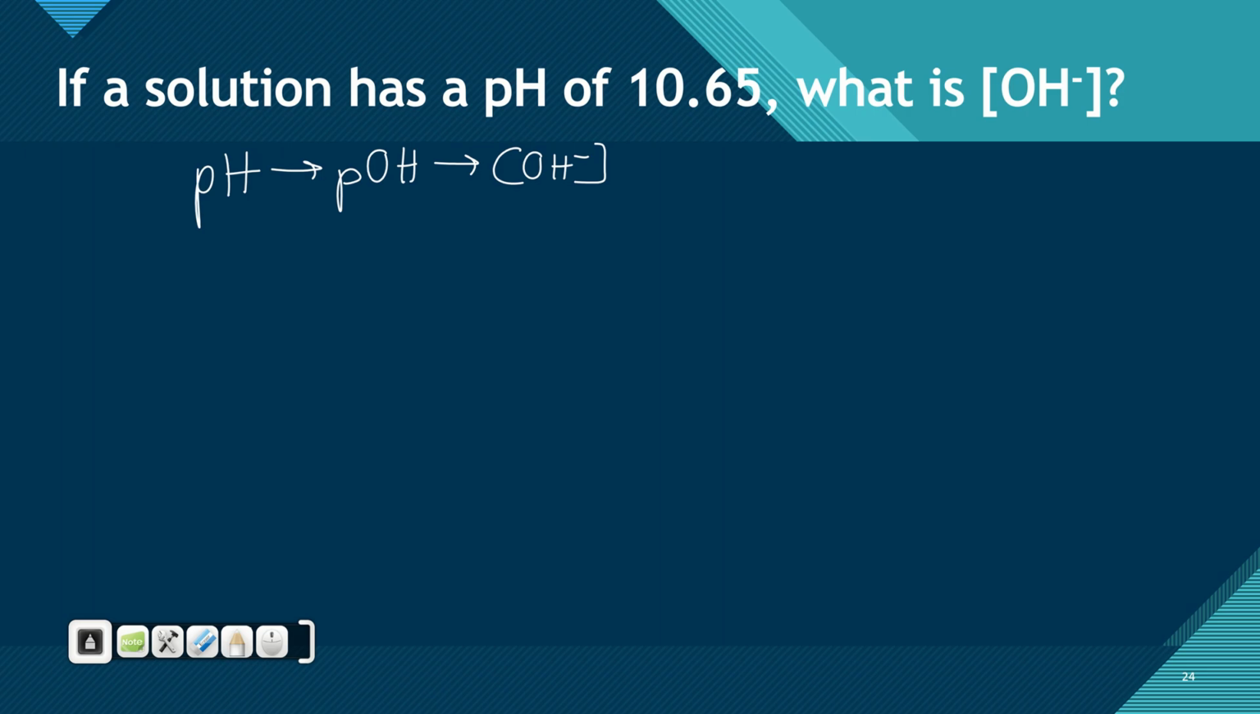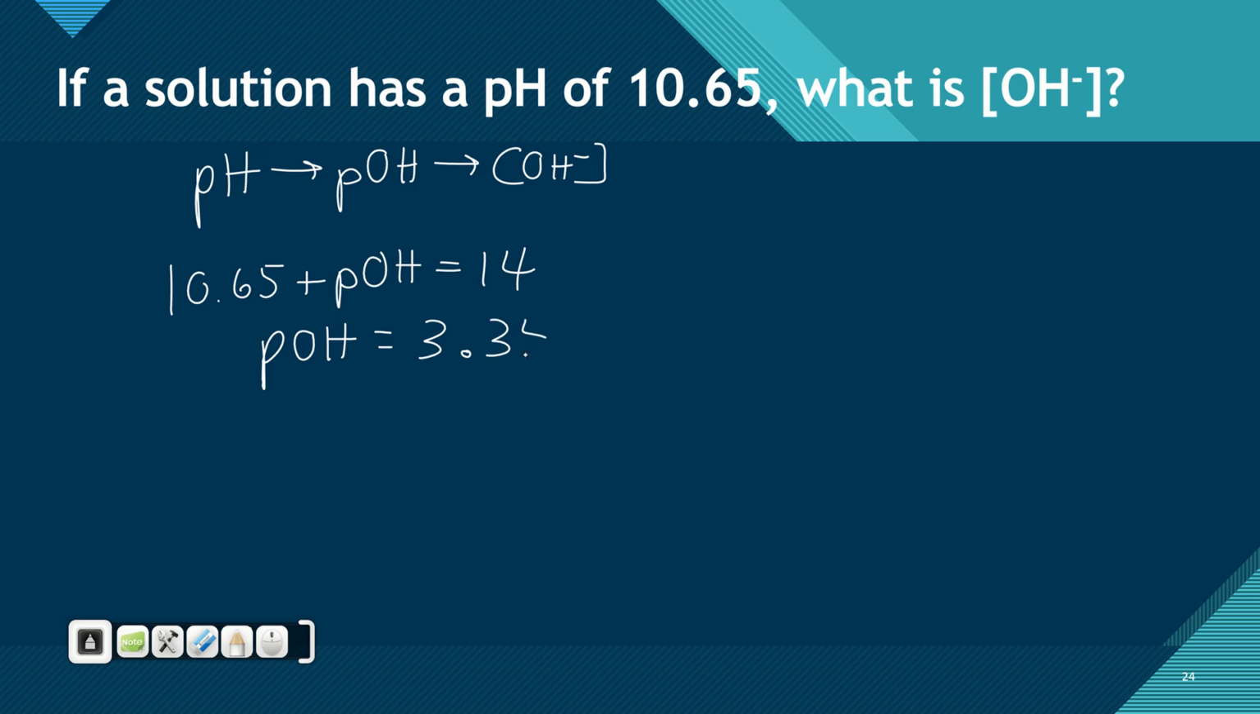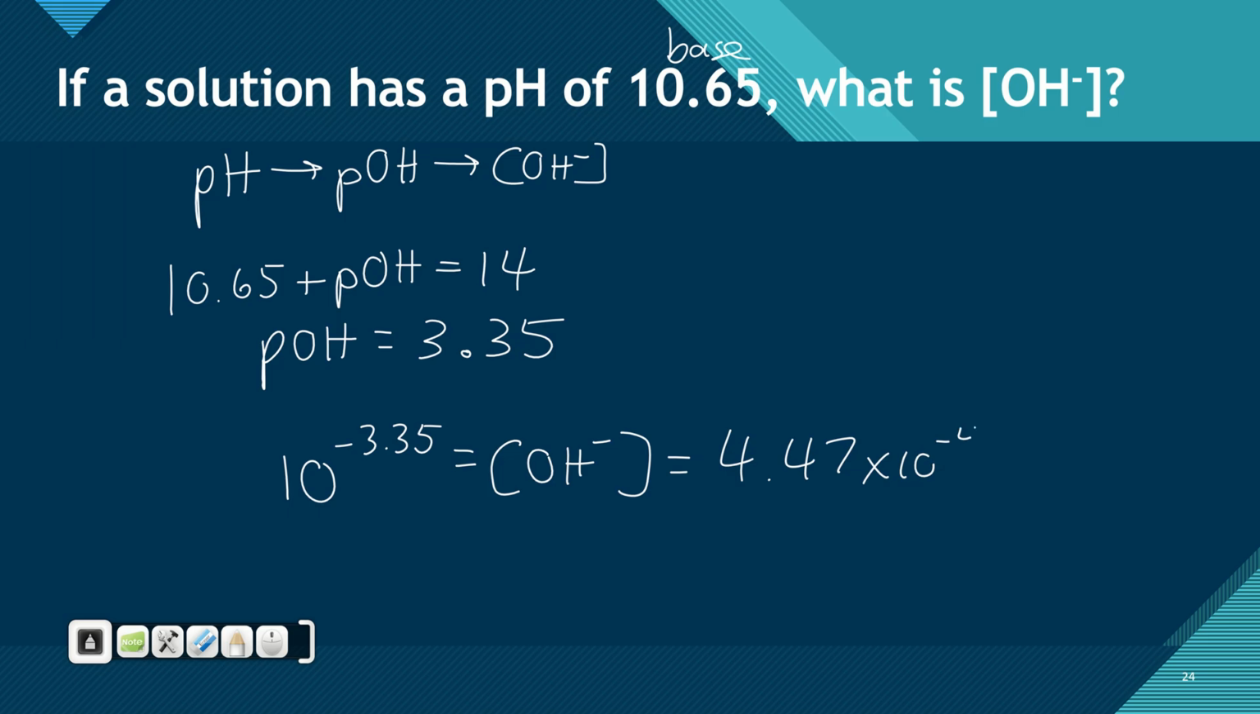So I start with 10.65 plus pOH equals 14. pOH will equal 3.35. For this one we don't worry about the sig figs for 14. We also already know that this is a base because the pH is so high, and that's confirmed with the low pOH. Then I do 10 to the negative 3.35 equals OH minus, which equals 4.47 times 10 to the negative fourth molar.